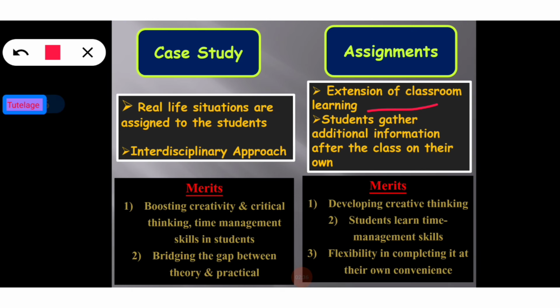And assignments can be graded or ungraded. So, if the assignment is ungraded, then the teacher should inform the class that he or she will pick the students randomly and check their assignment. If the students are aware of this, they will complete the assignments on time, otherwise they may ignore this. So basically, assignments help to gather some additional information on the topic after the class on their own.